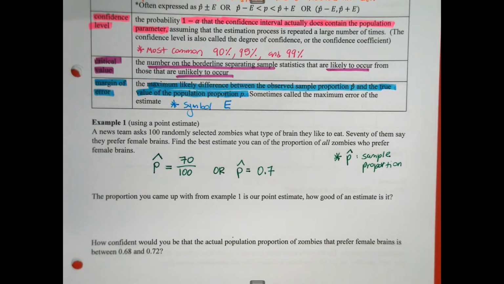The proportion you came up with from example 1 is our point estimate. How good of an estimate is it? We aren't really all that sure. We know that it is a relatively okay estimate. We saw in the last chapter that proportions are unbiased estimators of our population.